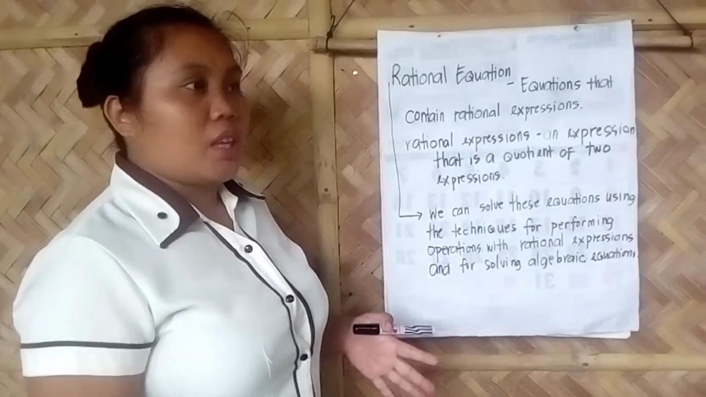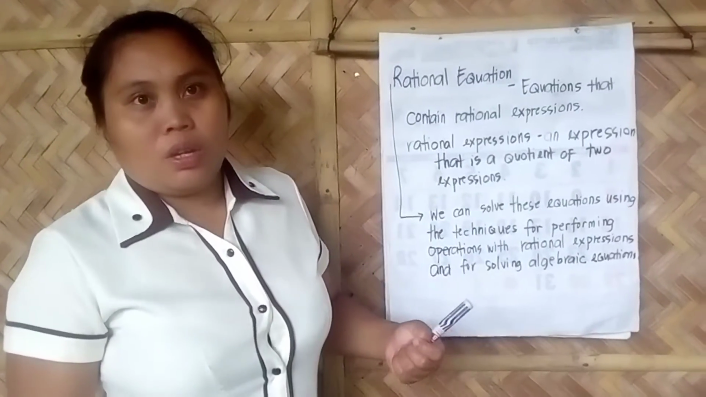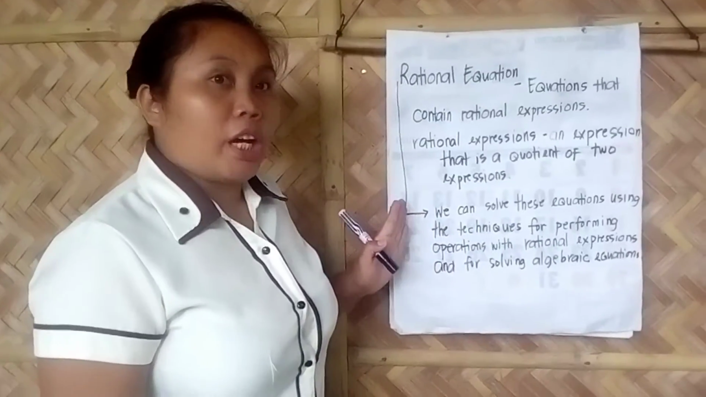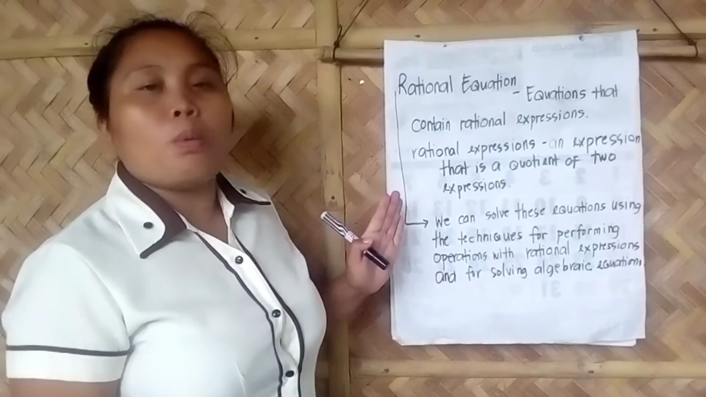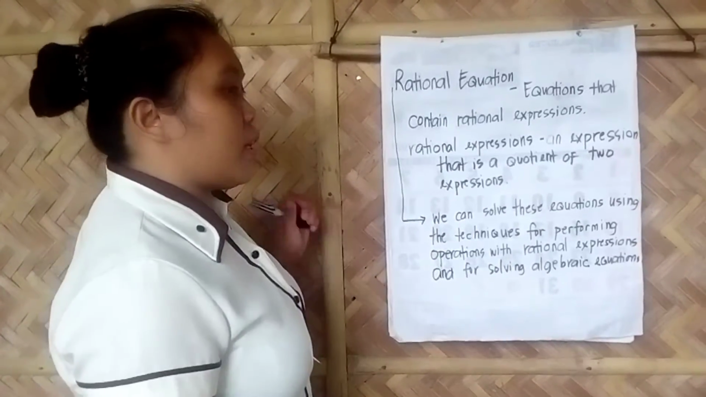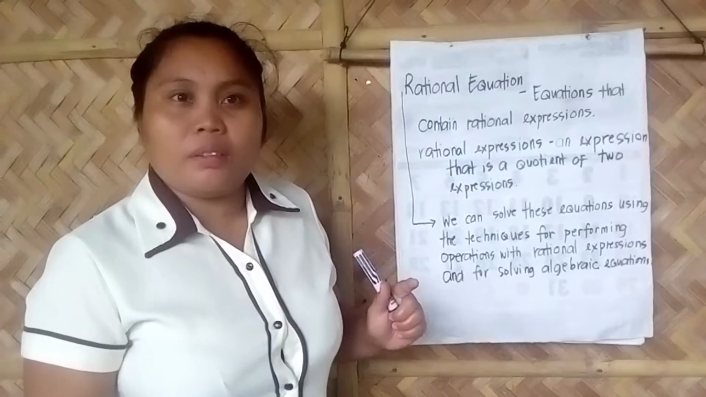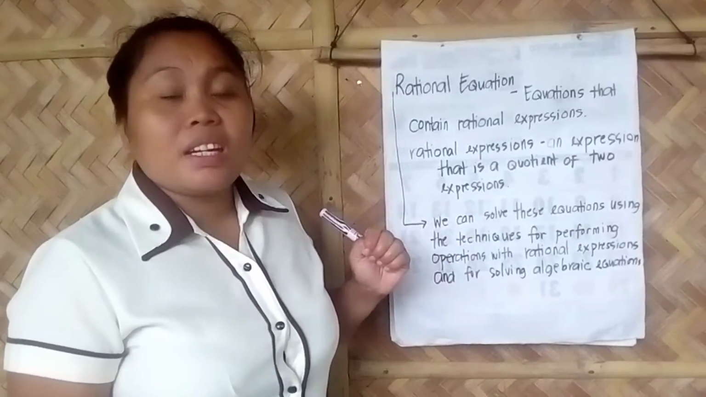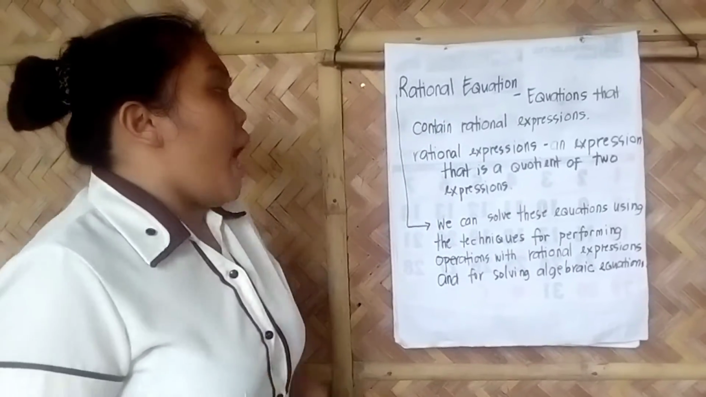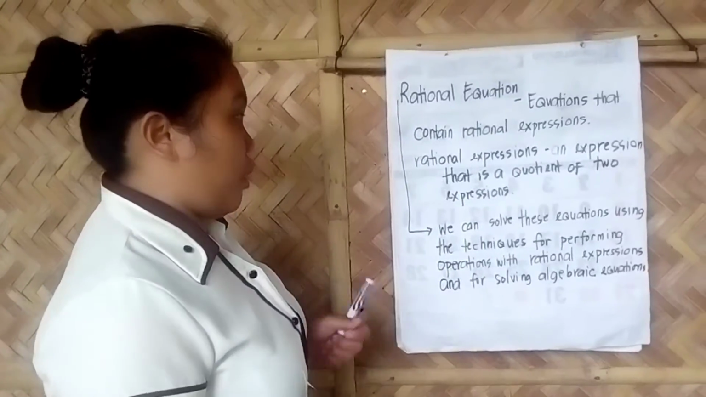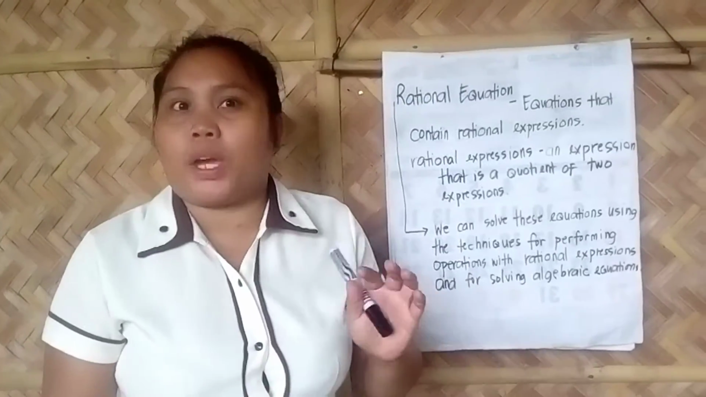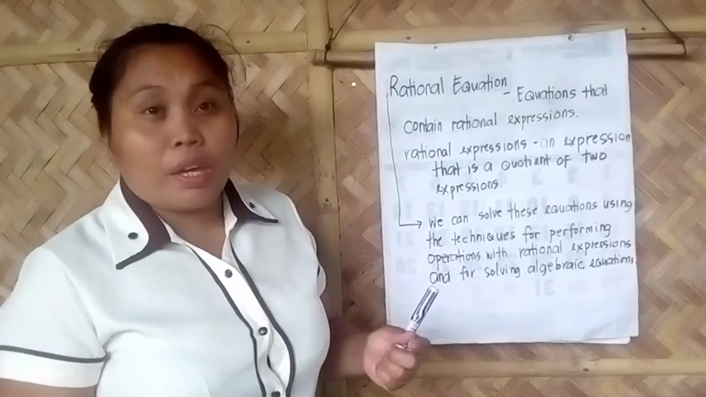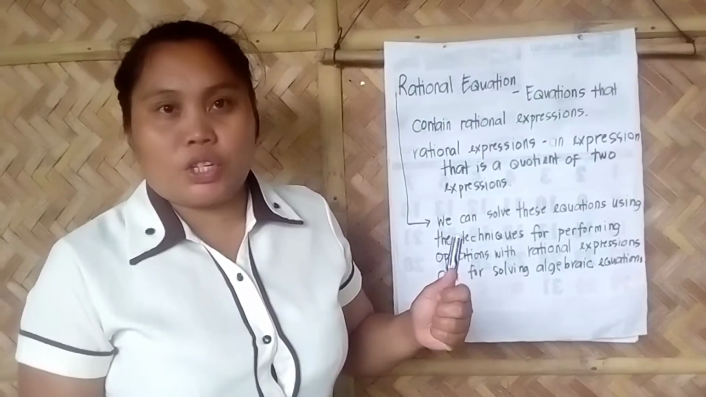When we say quotient, it means division. So when we say division, it means the denominator cannot be equal to 0. Why? If the denominator is equal to 0, then the said rational expression is undefined. Okay, how to solve rational equation? We can solve rational equation by following the steps in solving rational expressions.